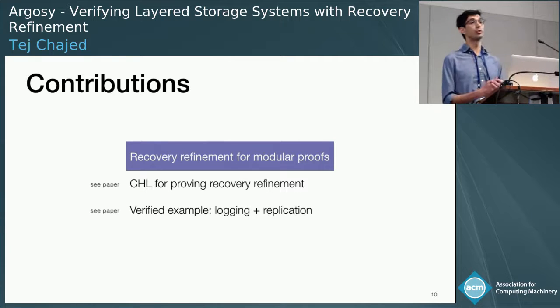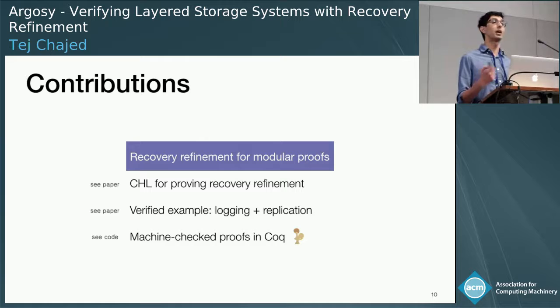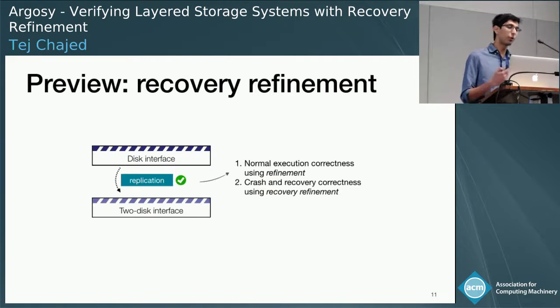We have two other contributions described in the paper. The first is an implementation of Crash Hoare Logic, an existing program logic, which we use to verify individual implementations correct. And second, we used Argosy and Crash Hoare Logic to verify a particular example of a layered storage system, exactly the example I presented, featuring write-ahead logging on top of replication. And finally, all of our code is backed by machine-checked proofs in the Coq proof assistant. Let's go into recovery refinement.